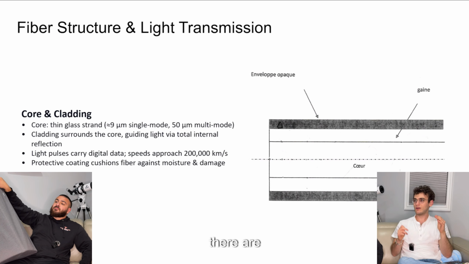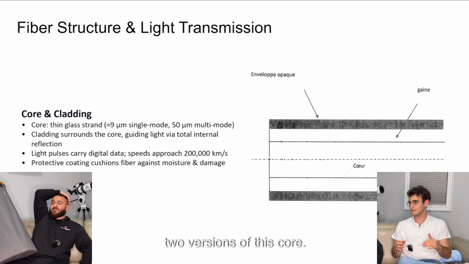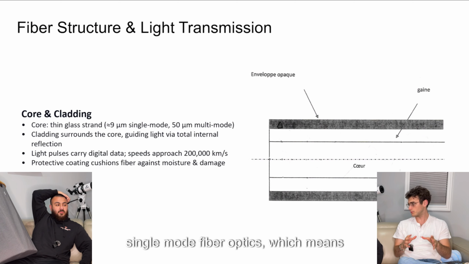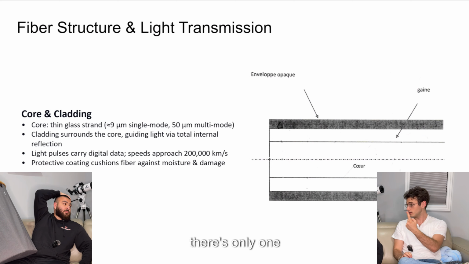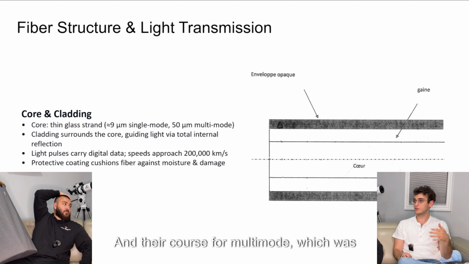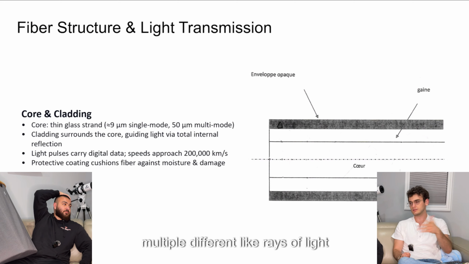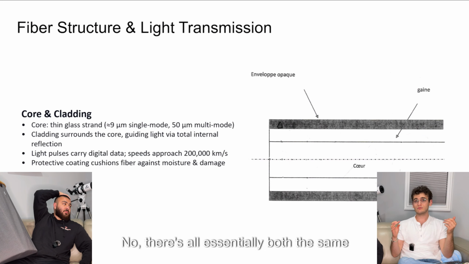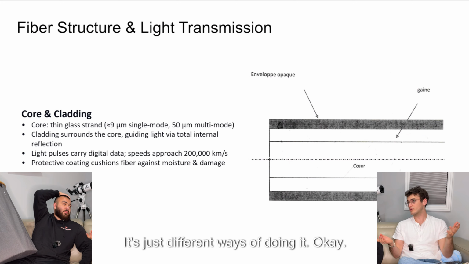So there are two versions of this core. There's a core for single mode fiber optics, which means there's only one ray of light shining through it. And there are cores for multi-mode, which was what I just explained, where there's multiple different rays of light essentially. Does that just mean more information? No, there's essentially both the same information. It's just different ways of doing it.